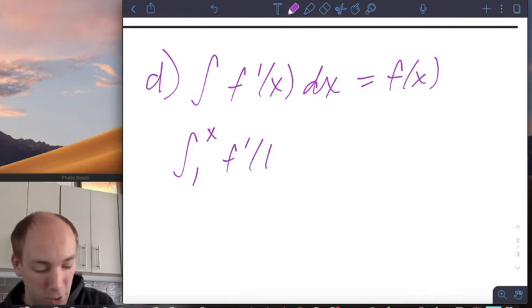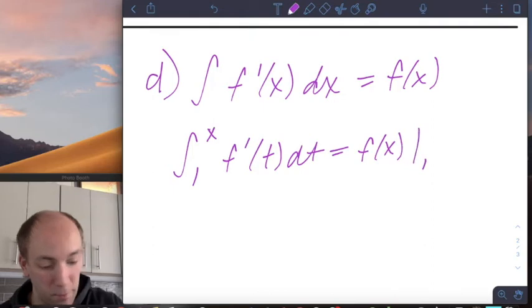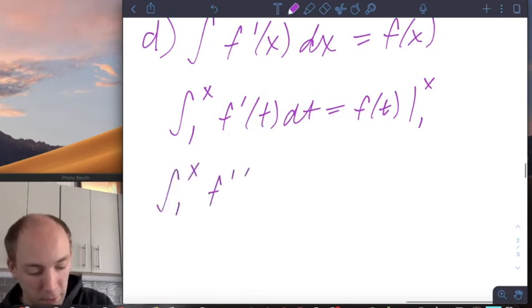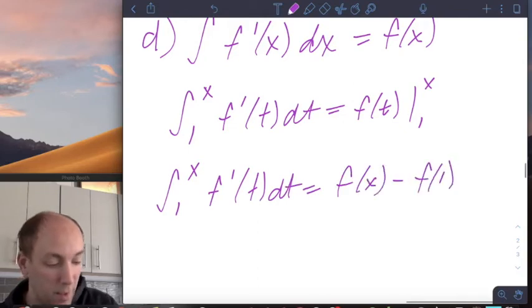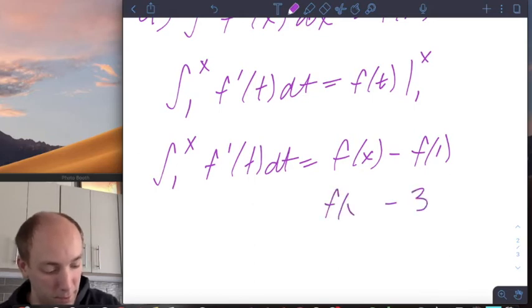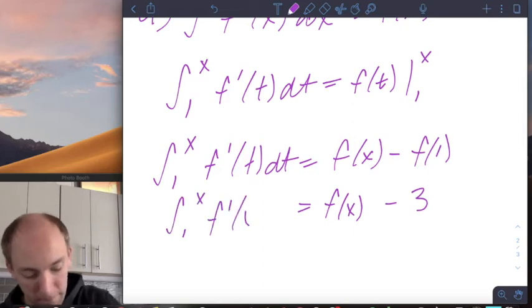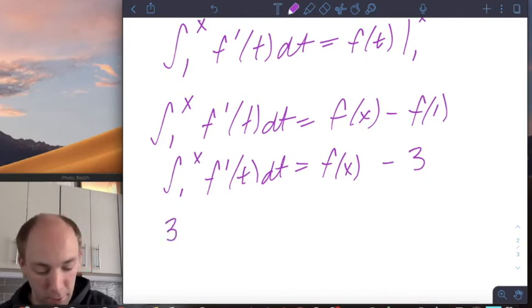So that means I'll have to change the function on the inside of my integral to be something else, and this would be equal to f of x evaluated from, or f of t, evaluated from 1 to x. So the integral from 1 to x of f prime of t dt is equal to f of x minus f of 1. And it tells me in the beginning that f of 1 is equal to 3, so minus 3 here. So that f of 1 can change to 3. Okay. So I want to get f of x by itself, so I'm going to add the 3 over.